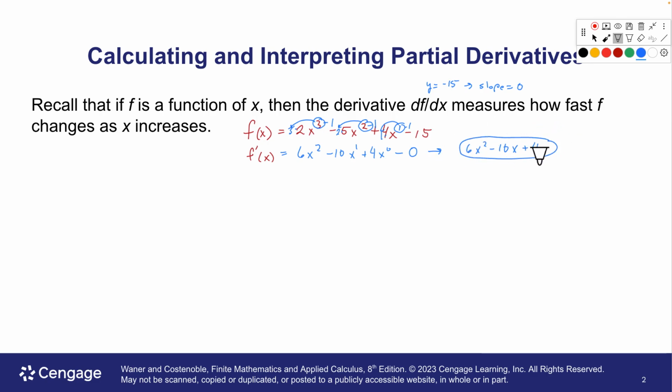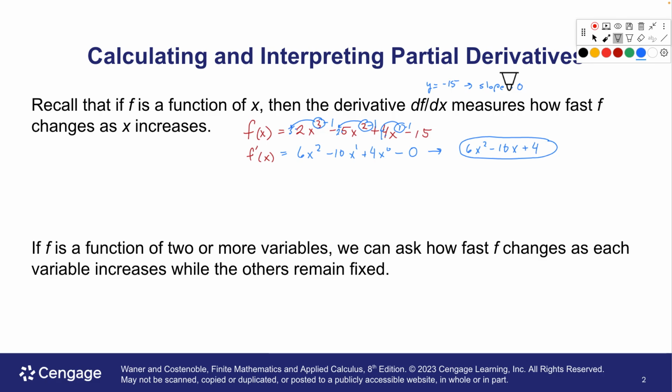What we do with partial derivatives is we're going to have two variables, actually a total of 3. So we've got the function value, which we could call z if we wanted to, and then we will have an x and a y variable. So we'll have 3 total variables, but we will be taking the derivative with respect to both x and y. What we're getting is, when we have a function of 2 or more variables, how fast f changes as each variable increases while the others remain fixed.